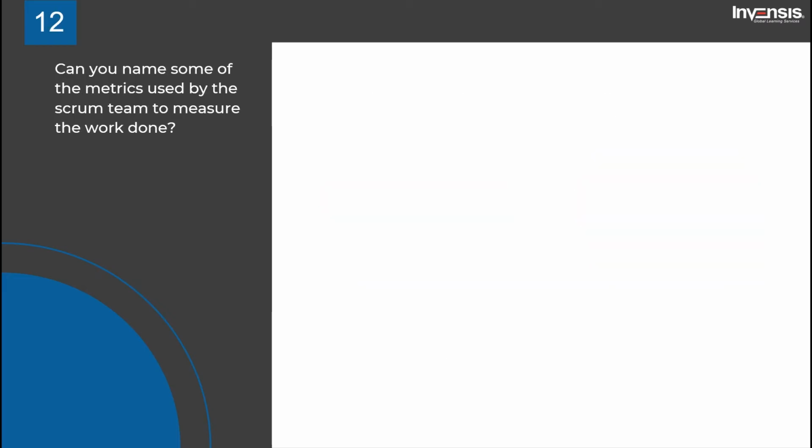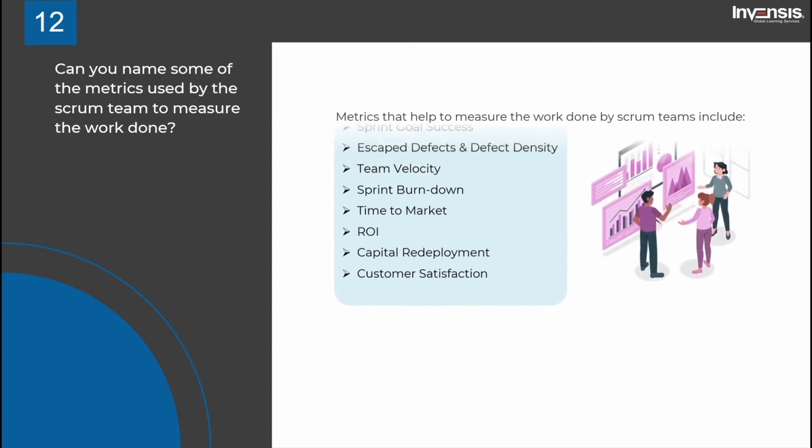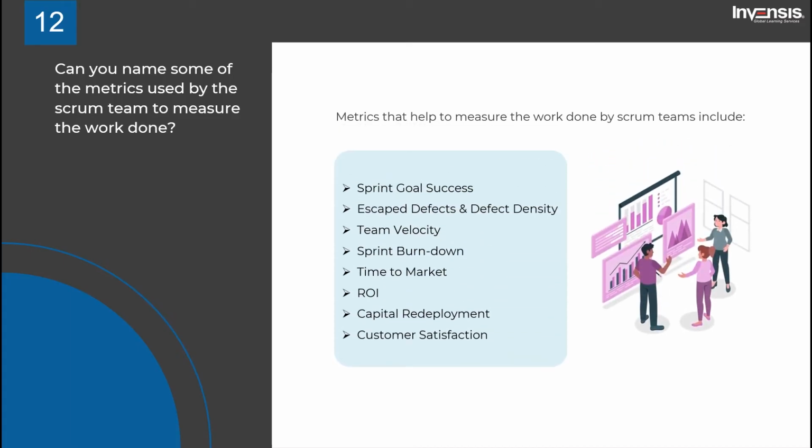Let's look at the next question now. Can you name some of the metrics used by the Scrum team to measure the work done? Metrics that help to measure the work done by Scrum teams include sprint goal success, escape defects, defect density, team velocity, sprint burndown, time to market, ROI, capital redeployment, customer satisfaction, and many others.